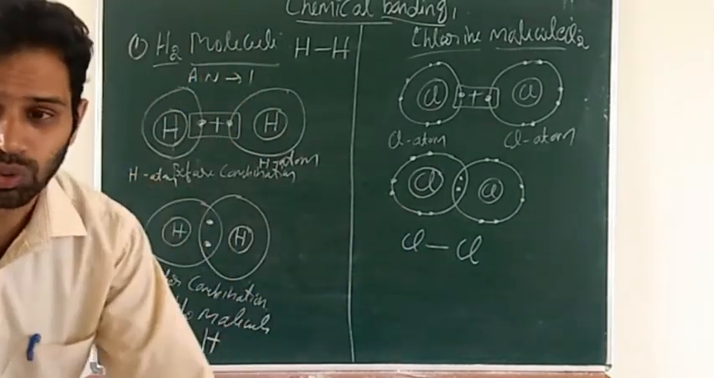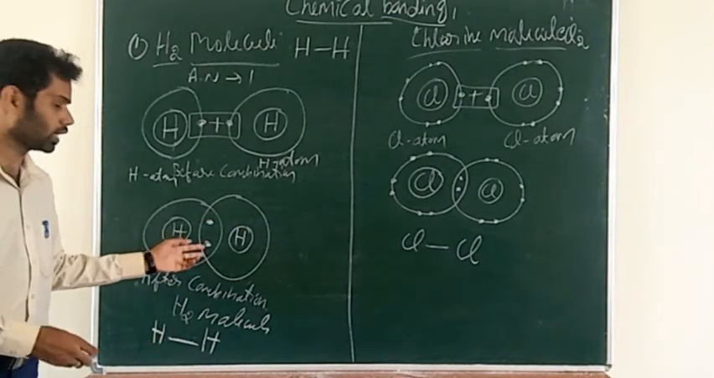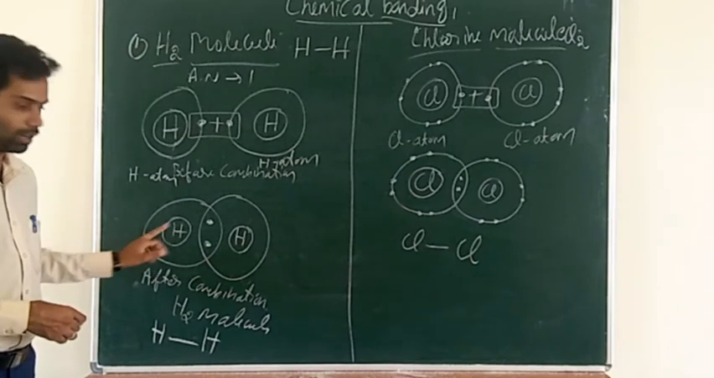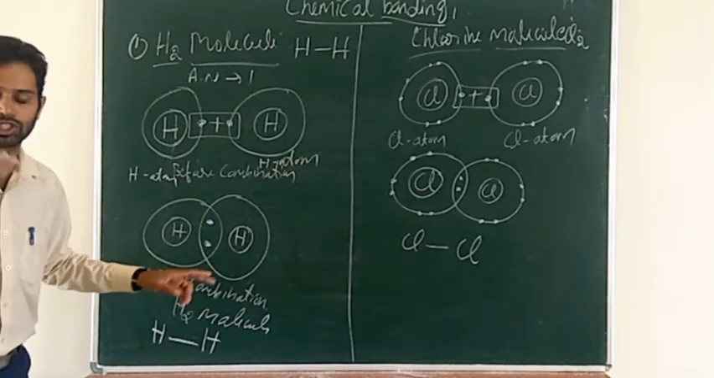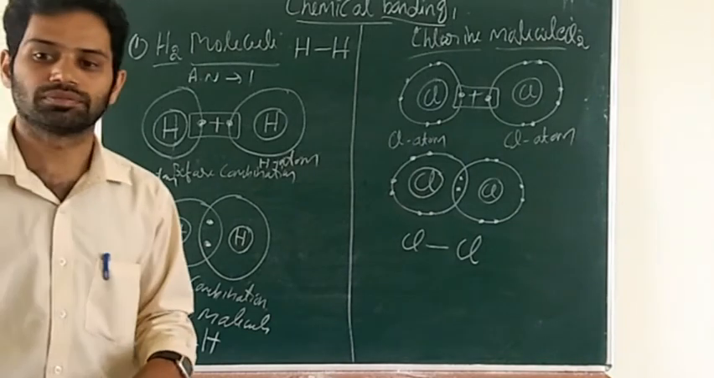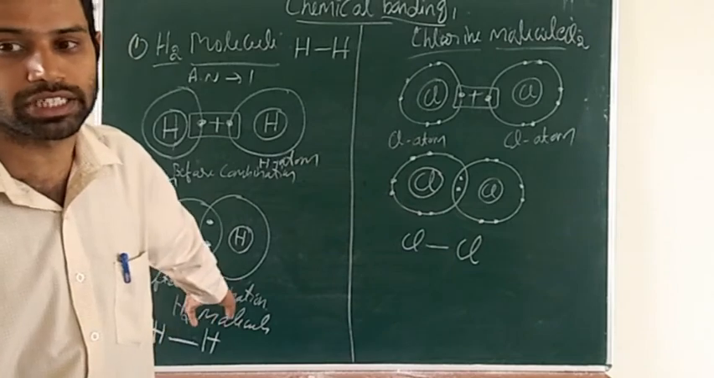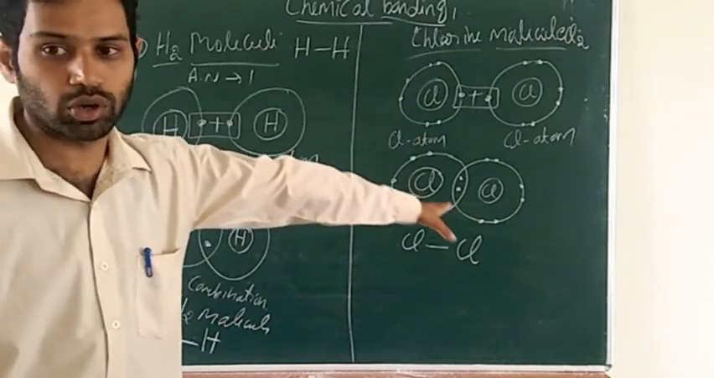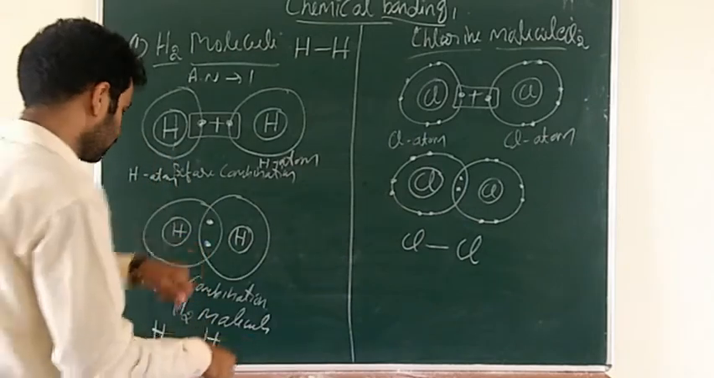Hydrogen, only 2 electrons are there now. How will it form an octet? Only two electrons: one electron from one hydrogen atom, another electron from the other hydrogen atom. So two electrons, it means duplet. Hydrogen is going to attain the duplet state, not octet state. Chlorine is going to attain the octet state.